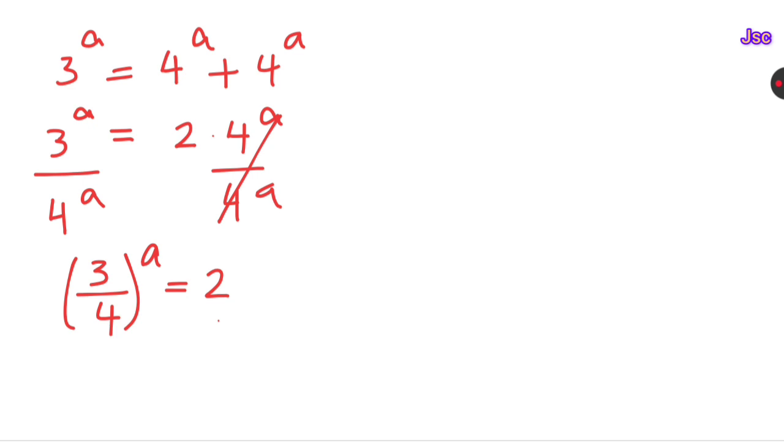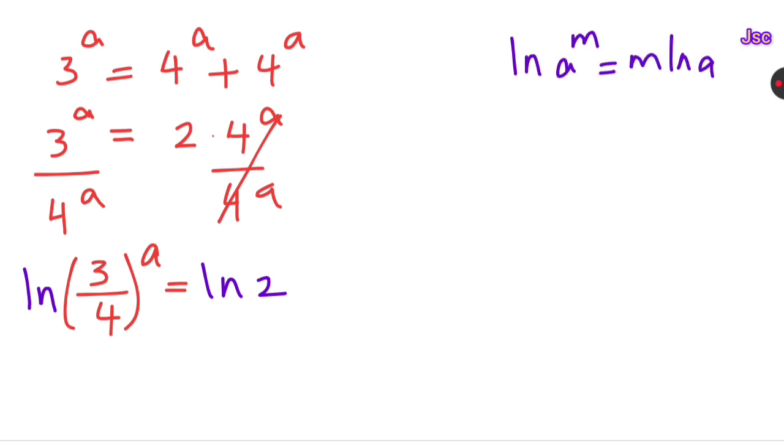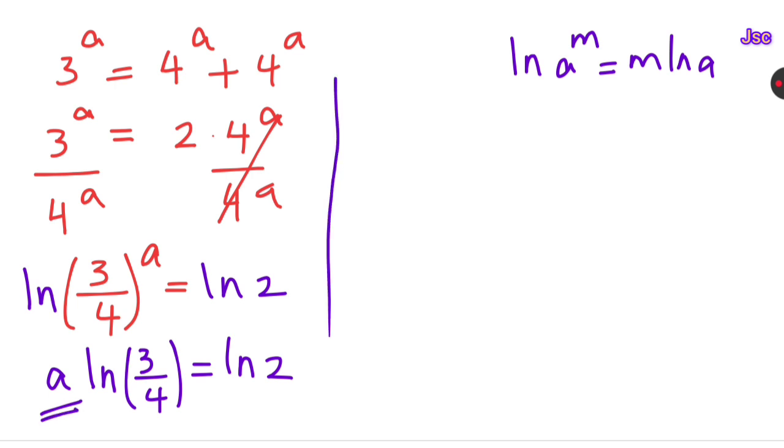Now our a is in the exponent. It has some value that we don't know. To find that, let's take log on both sides. ln of (3 over 4) raised to the power of a, that is equal to ln 2. Now it is in the form of ln of a to the power m. We can write this as m times ln a. So we can write this as a times ln (3 over 4) equal to ln 2. Our goal is to find the a value. So a equals ln 2 over ln (3 over 4).